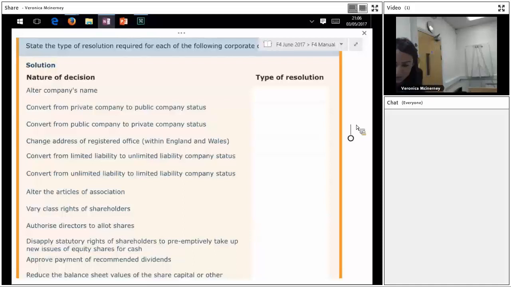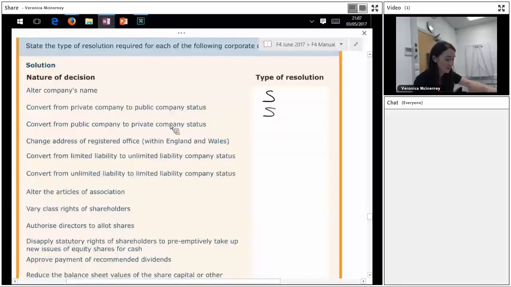So the first one then, Sinead, how would you alter the company's name? Special, good. How would you convert from a private company to a public company, Jack? Well, think about how big a deal that would be. Private to public. Special, yeah. Convert from a public company to a private company, Shauna. Yes, special. They're all a big deal.